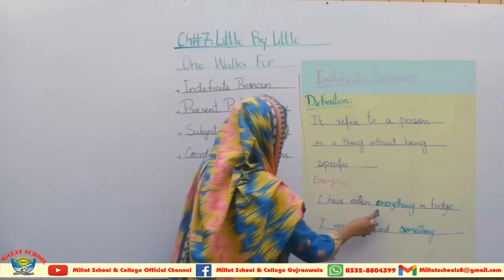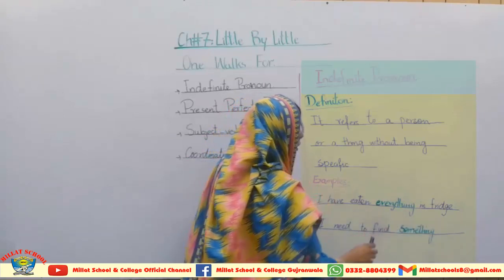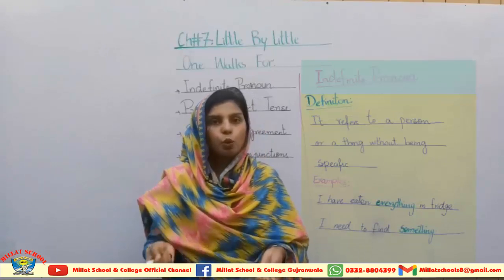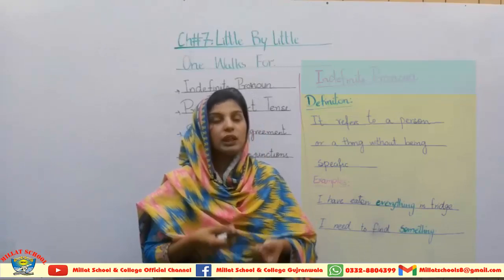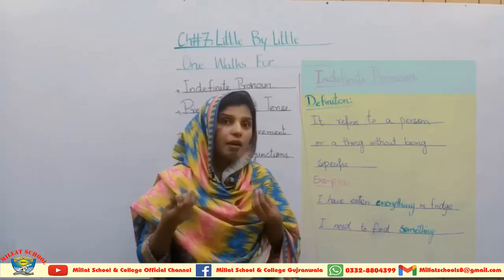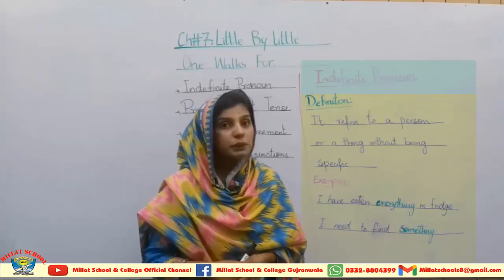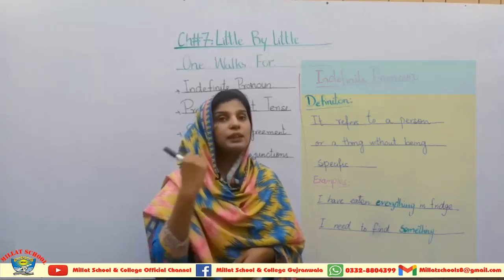I have eaten everything in the fridge. Here, something is not being specific, that you have eaten a fruit, you have eaten a chocolate, you have eaten a sweet or anything else. Everything means that you have eaten everything from your fridge. So it is not specific what type of things are present in your fridge.